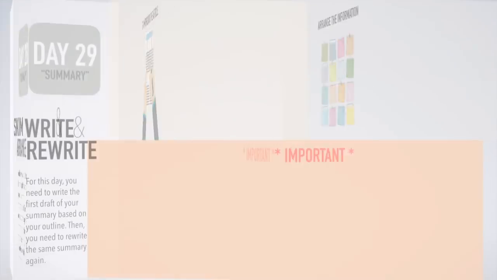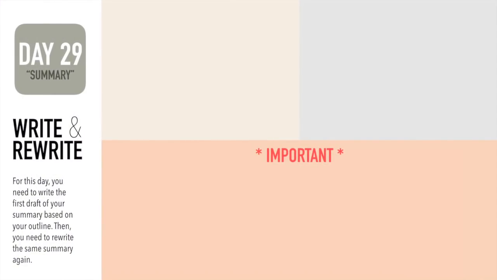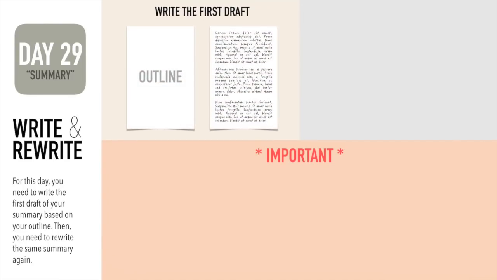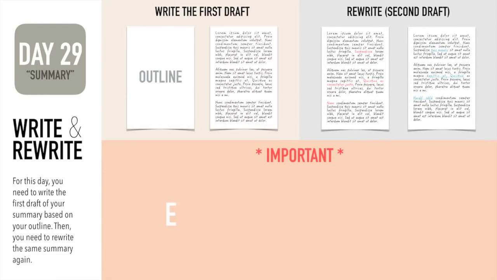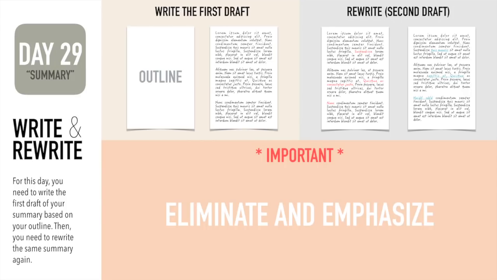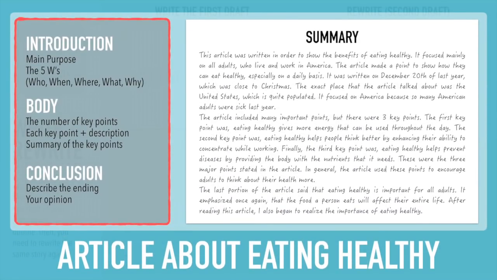Now, write and rewrite. For this day, you need to write the first draft of your summary based on your outline. Then you need to rewrite the same summary again, eliminating and emphasizing. So let's jump right into the example. All right, so you see right here we have the outline, right? Now, let's jump into how I summarized. Remember, the article was about eating healthy. So, introduction, main purpose. Well, where's my main purpose? This article was written in order to show the benefits of eating healthy. Very good, that's my main purpose.